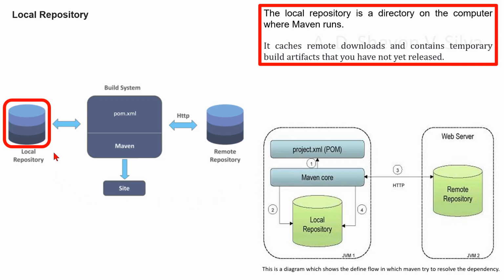Now we are focusing on the local repository. The local repository is a directory on the computer where Maven runs. It caches remote downloads and contains temporary built artifacts that you have not yet released.